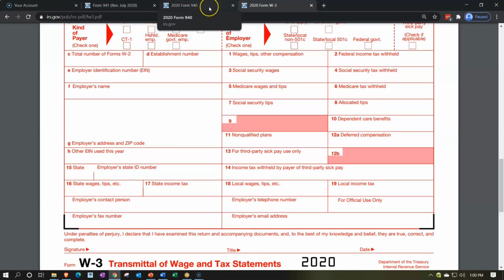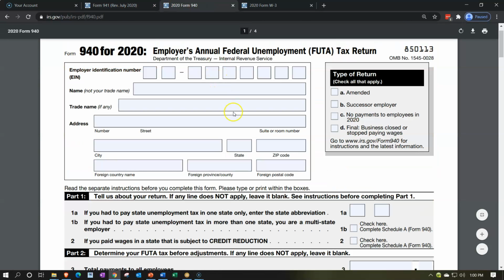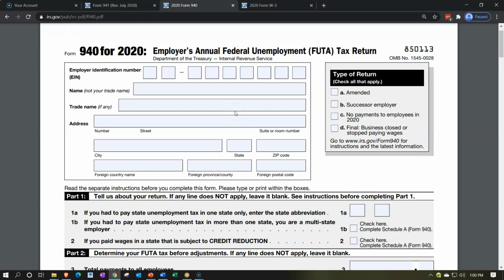And then the reason I say that's an approximation is because then you should take the 940 and also calculate and add into it the federal unemployment tax, which is called the FUTA tax. So we can add this to it as well, but this is usually fairly minimal. So this is not going to be the largest component of the federal income tax.